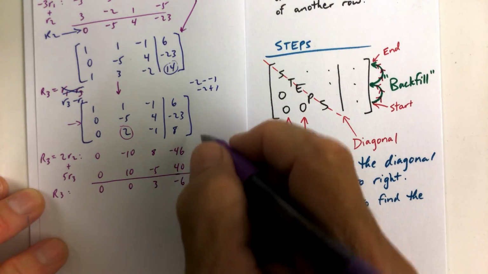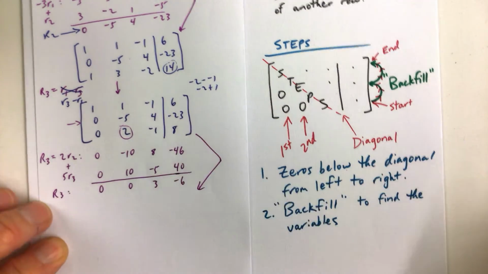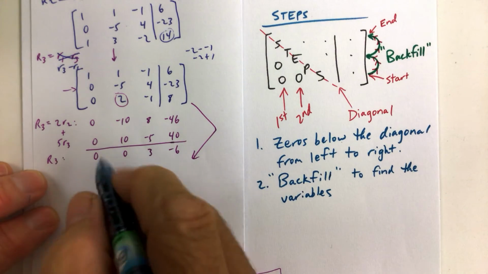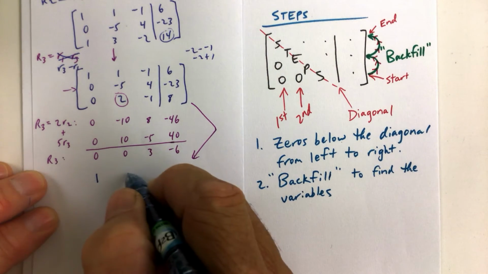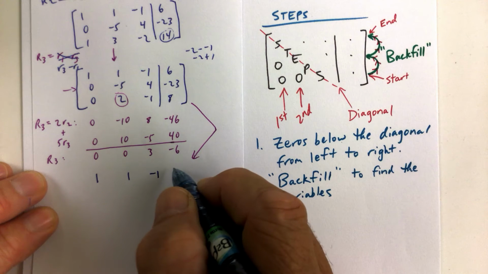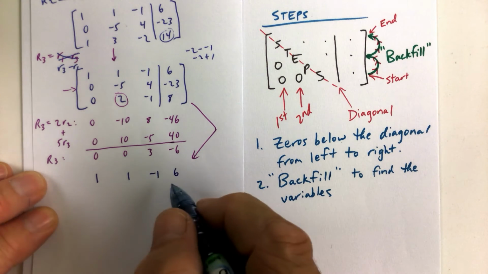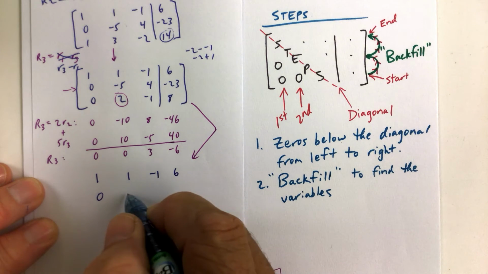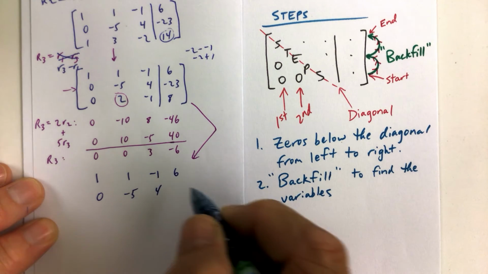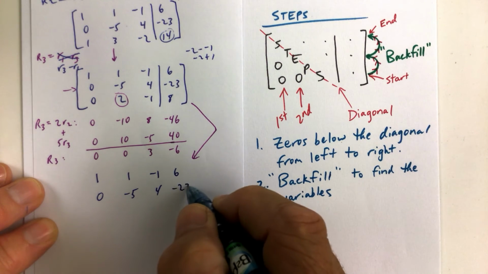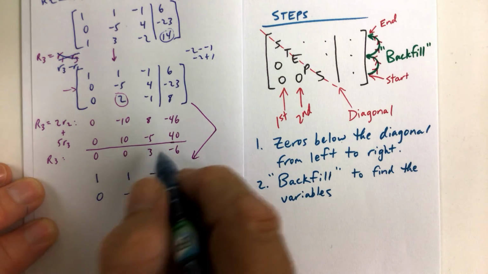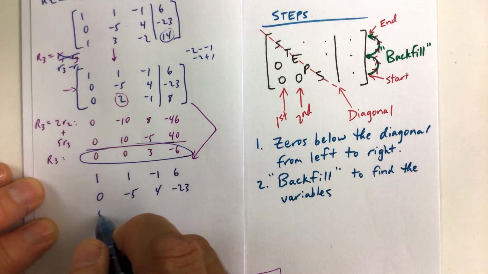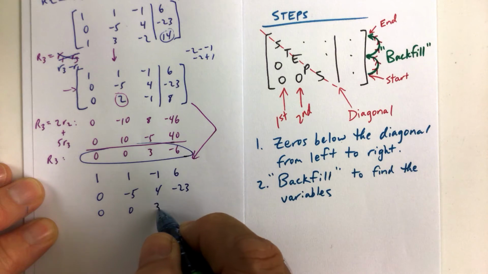And now we just rewrite the matrix, and we are done doing our row operations. We rewrite this first row. We have 1, 1, negative 1, and 6. Rewrite the second row, 0, negative 5, 4, and negative 23. Rewrite the third row with the new third row, 0, 0, 3, and negative 6.